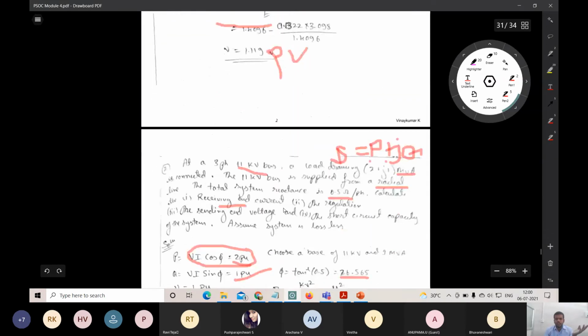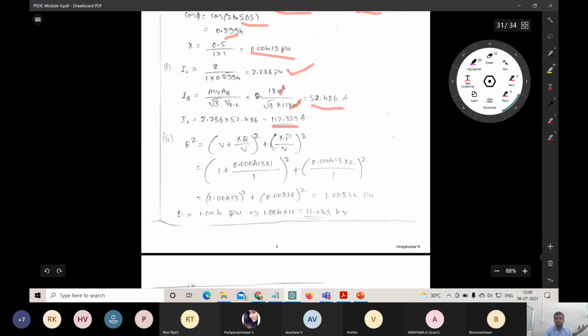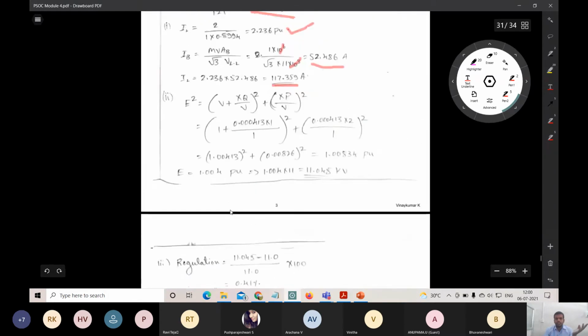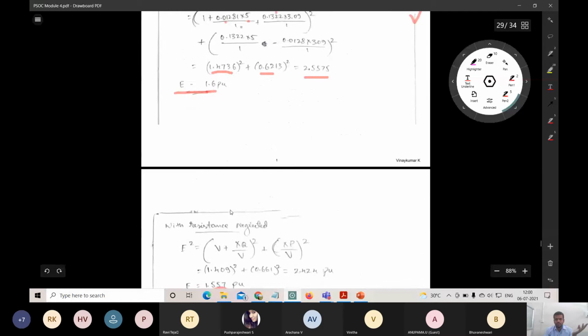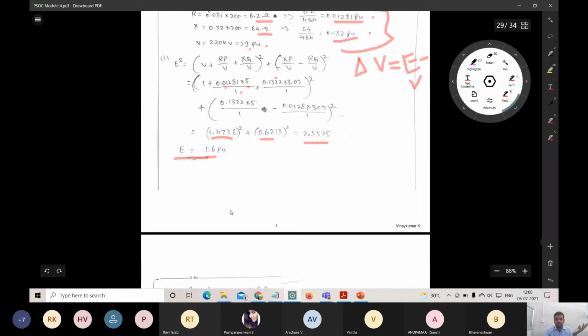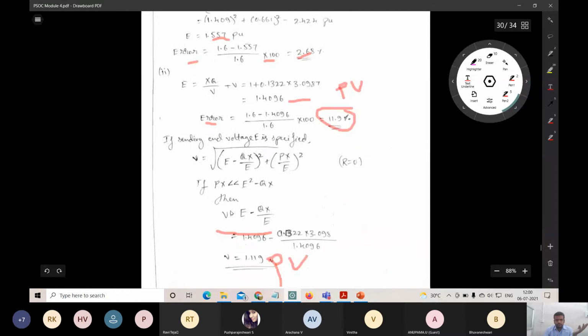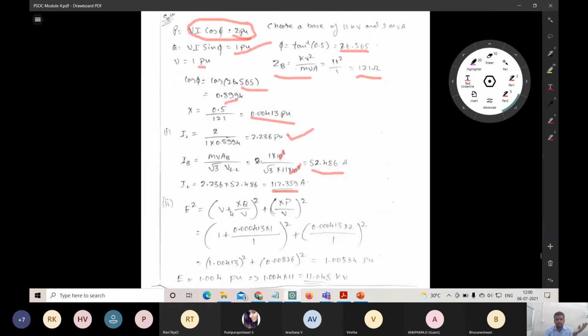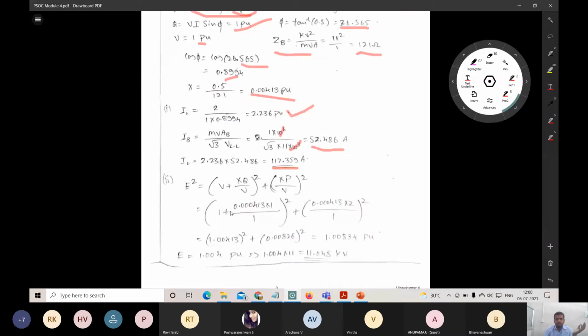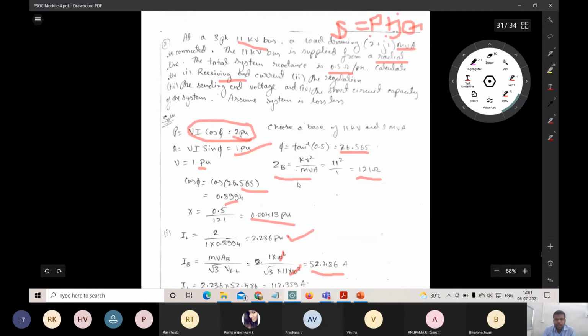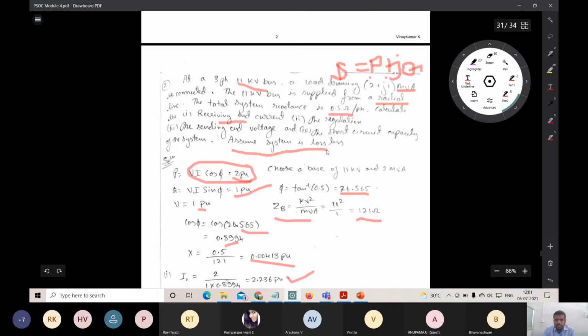And next he has asked you to calculate the regulation. Okay, so E square. We know the equation: E square is equal to (V plus XQ by V) whole square plus (XP by V) whole square, neglecting the resistance, because he has told us to assume the system is lossless. So I am now solving for the sending end voltage.